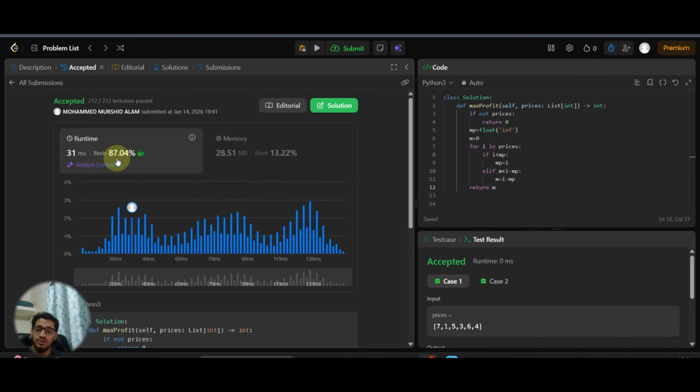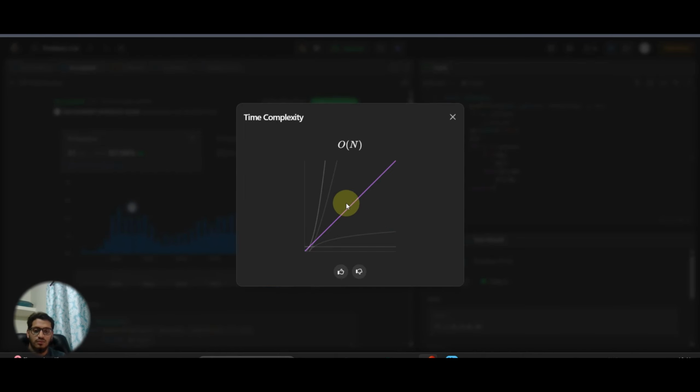If you see the runtime, it's 87.04%, which beats the other LeetCode submissions. If you analyze the time complexity over here, it is O(n).